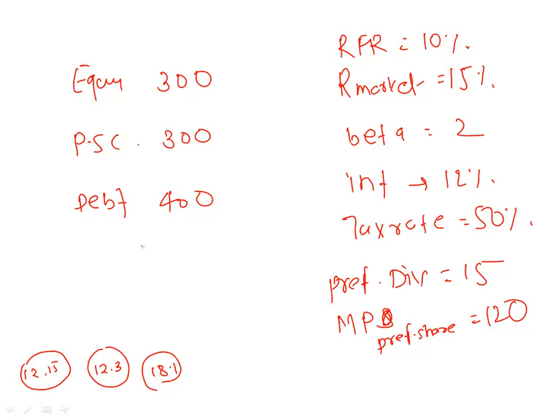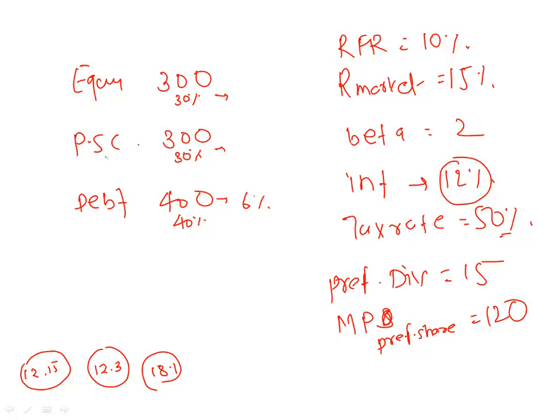Your first step that you should always do is calculate their weights. Now in this case it's really simple. Total capital is 1000. So this is 30%. This is 30%. And this is 40%. So the total of your capital is 100%. Now we will start calculating their cost. Okay, so let's start with cost of debt. It's the easiest one to do. Interest rate is 12%, tax rate is 50%. So 12 into 1 minus t, that means 12 into 50%, cost of debt is 6%.